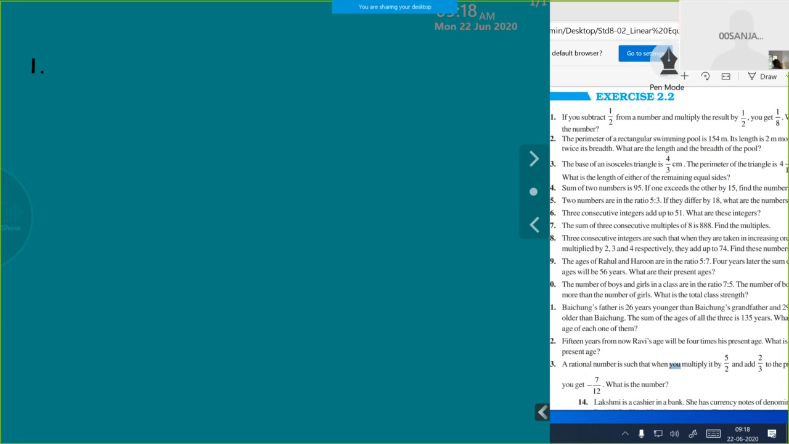Second, find out what is to calculate, what is to find out in this question. The question is, what is the number? So assume the question as variable. So how we start the question is, here the question is to find out the number. So I'm taking, let the number be x. Now what is given in the question?